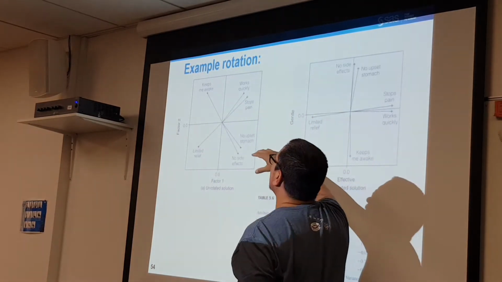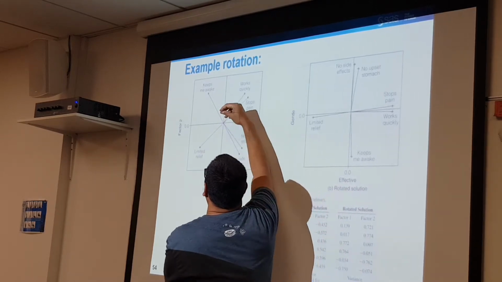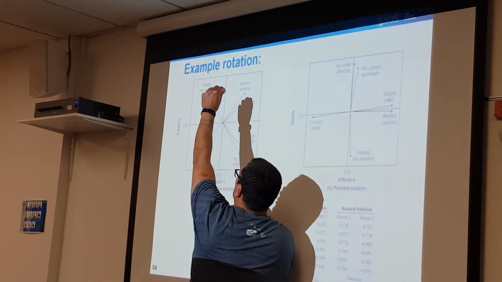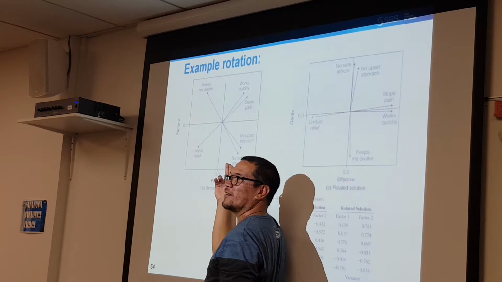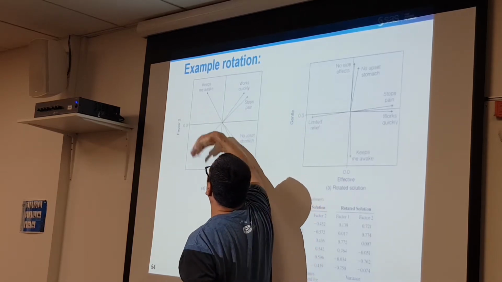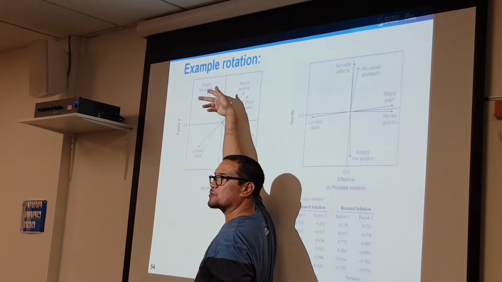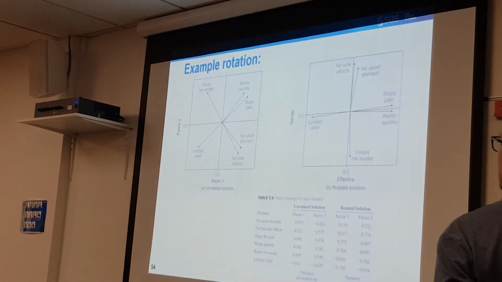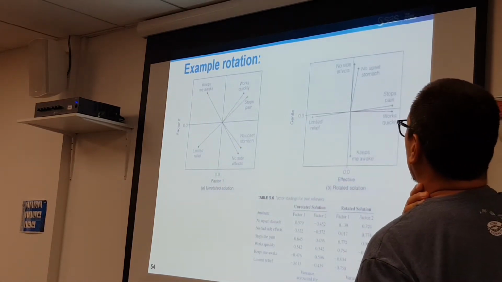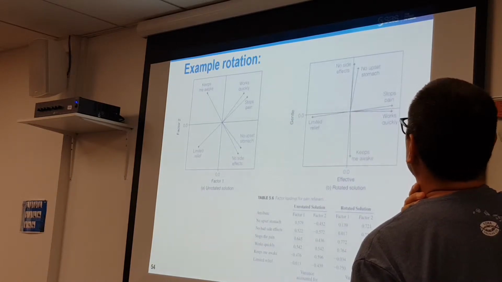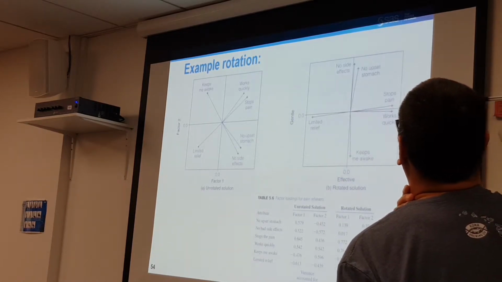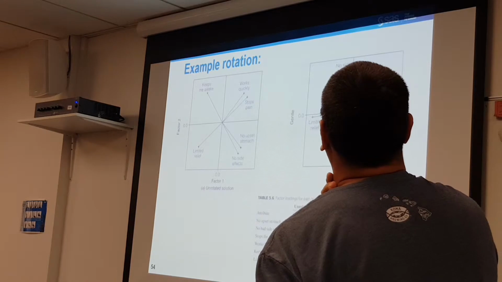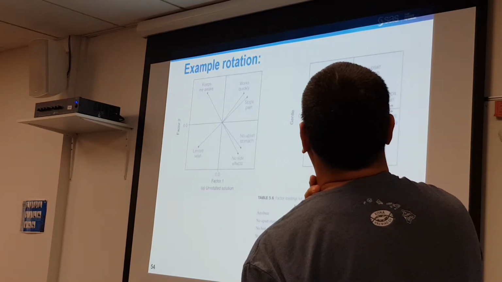So you're right. I could have had keeps me awake here, but I can flip factor 1 so it's this way, and so keeps me awake is actually pointing in that direction, and everything else gets flipped as well, and then it would actually be a rotation, right? No, it's not. What I'm trying to say is that the rotation angle should be similar for all variables, not for selective variables.